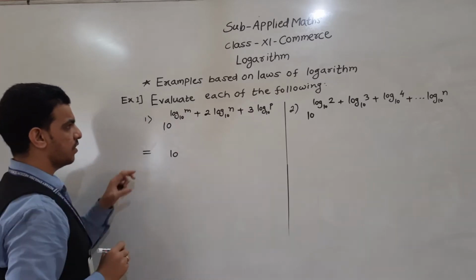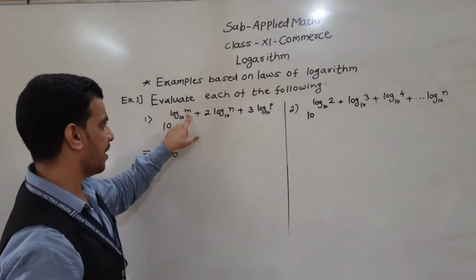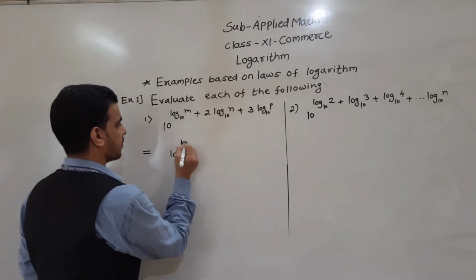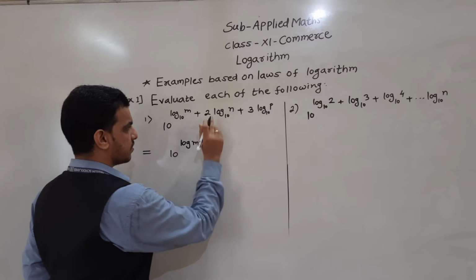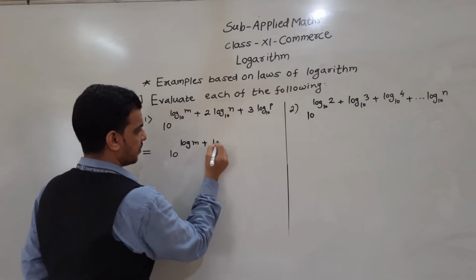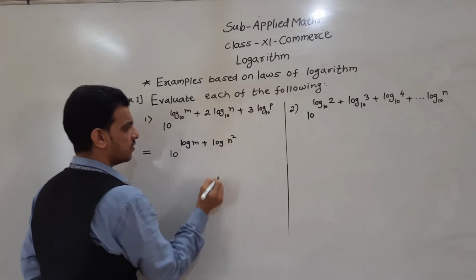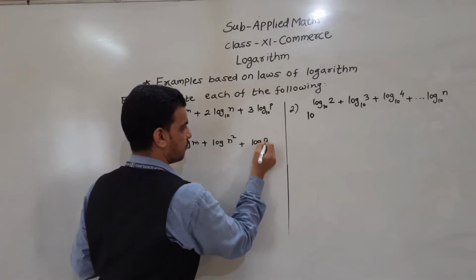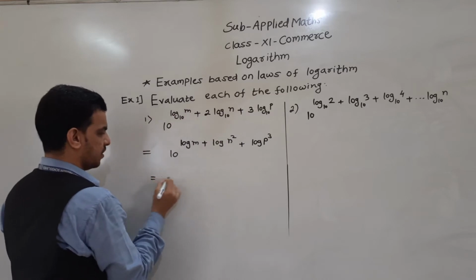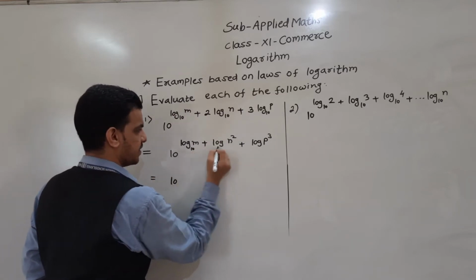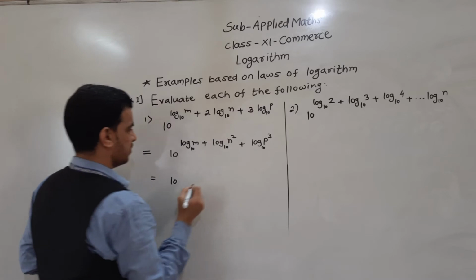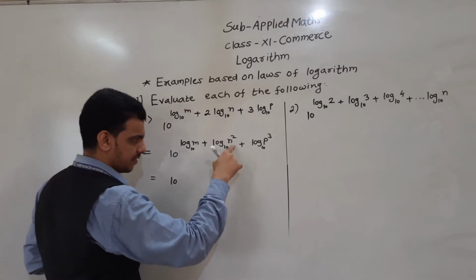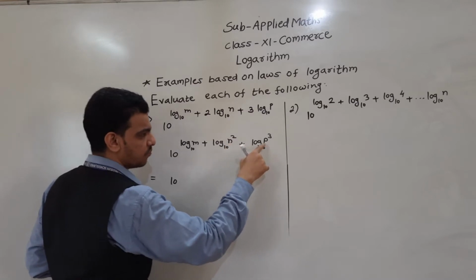10 raised to, now here, log m plus 2 log n plus 3 log p. So first we have to write log m plus 2 log n, that is we can write log of n square, okay, plus 3 log p, that is log of p raised to 3. Then here everywhere base is 10. Then 10 raised to log of m plus log of n square plus log of p cube.